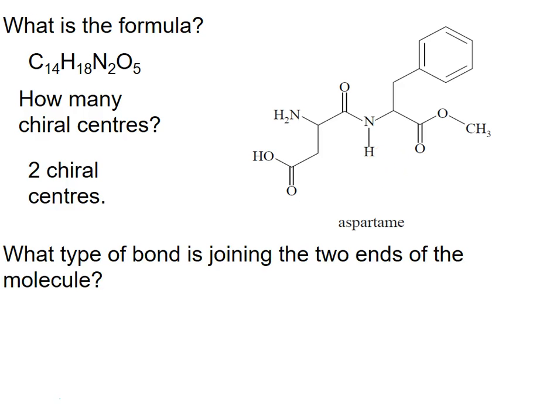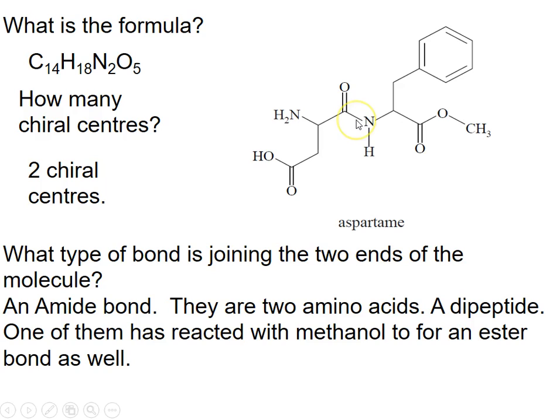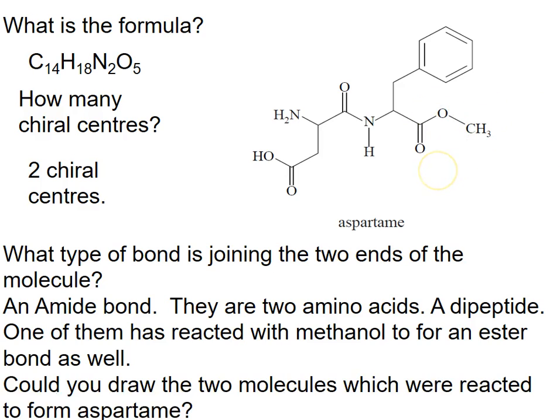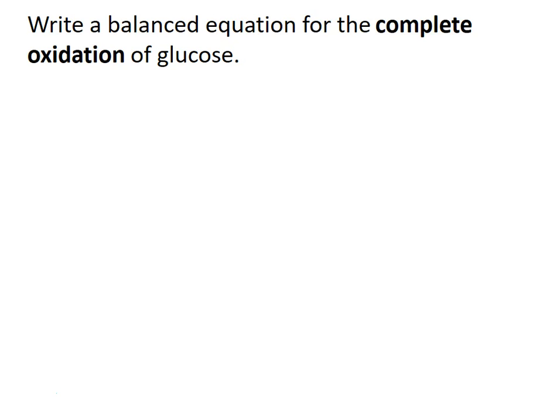Okay, what type of bond is joining the 2 ends of the molecule? What sort of bond is that? An amide bond. So it's a dipeptide and an ester. And you could break it up and work out what the two amino acids were. Alright, can you write a balanced equation for the complete oxidation of glucose?